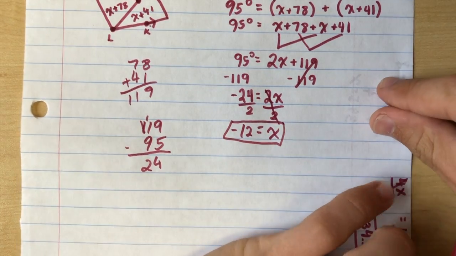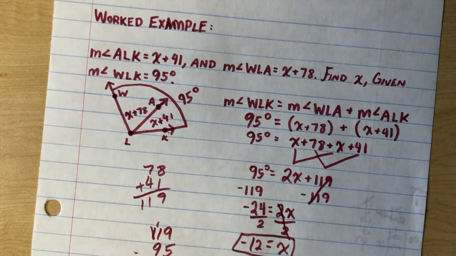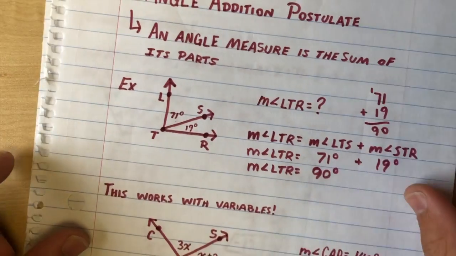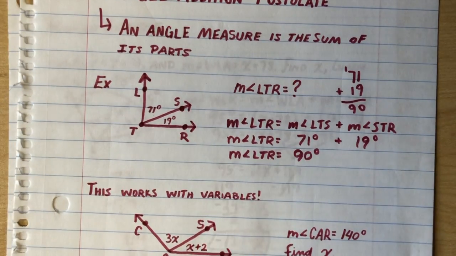So no matter how big or messy this gets, you can always use the angle addition postulate to solve problems like this, because the angle addition postulate just says an angle measure is the sum of its parts. So if you know its parts, then you can use that to find the whole. Or if you know the whole and you're missing one of its parts, you can use that as well.